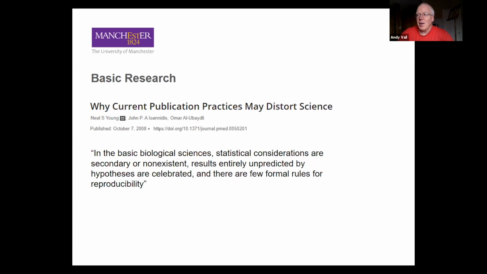So is there a problem? Yes. Here's an article in Nature from many years ago: Why current publication practices distort science, and it slates the biological sciences as a whole. Obviously there are rare exceptions, but in general, statistical considerations tend to be very, very poorly dealt with in the basic science literature. Has that improved over time?